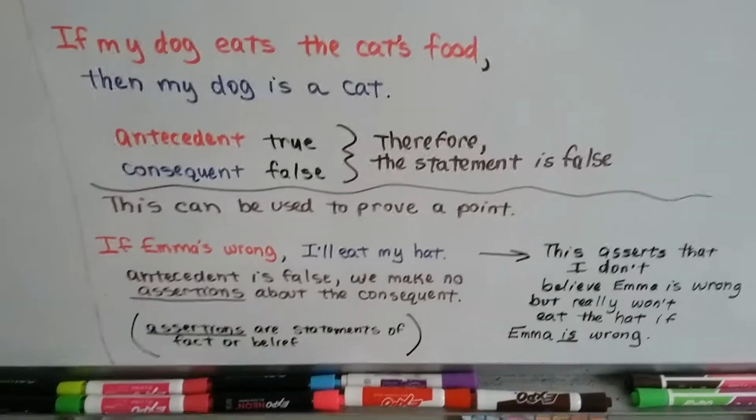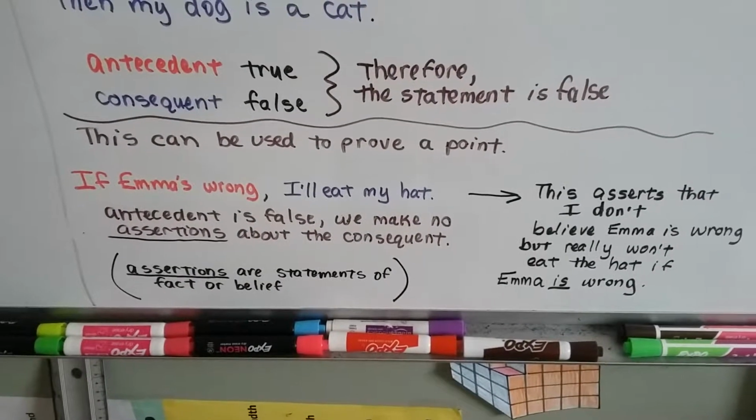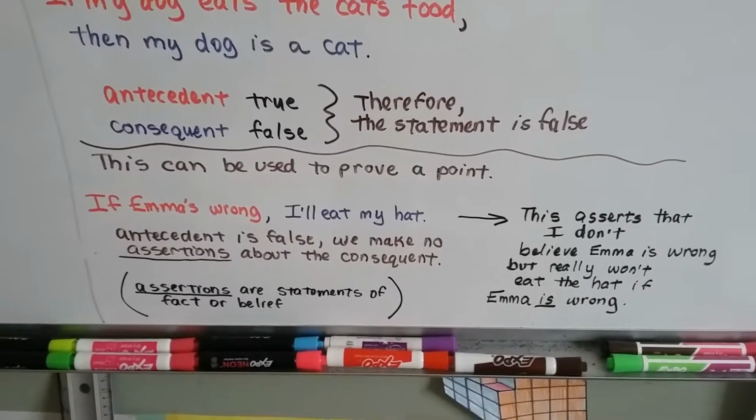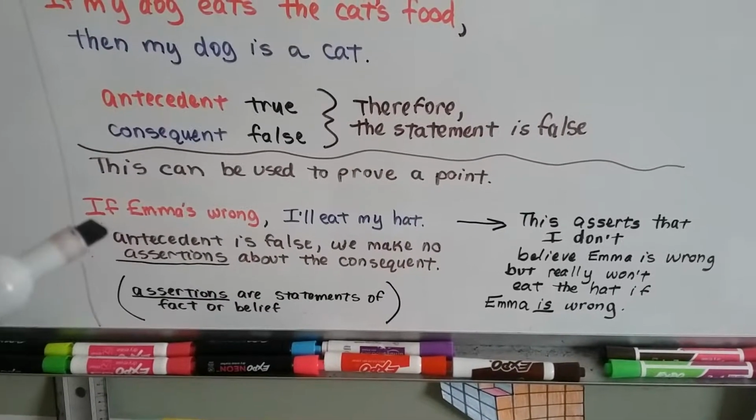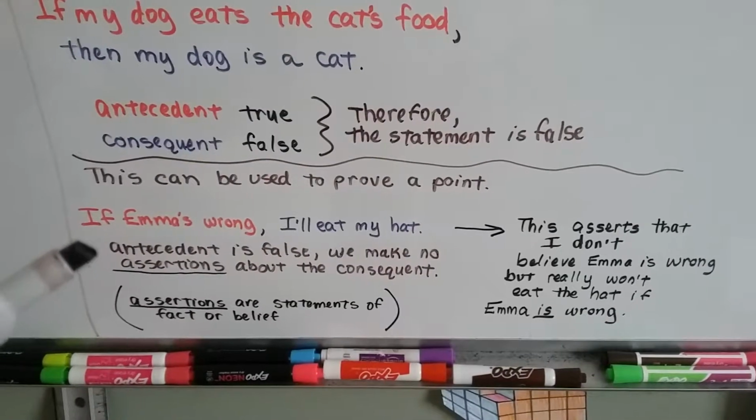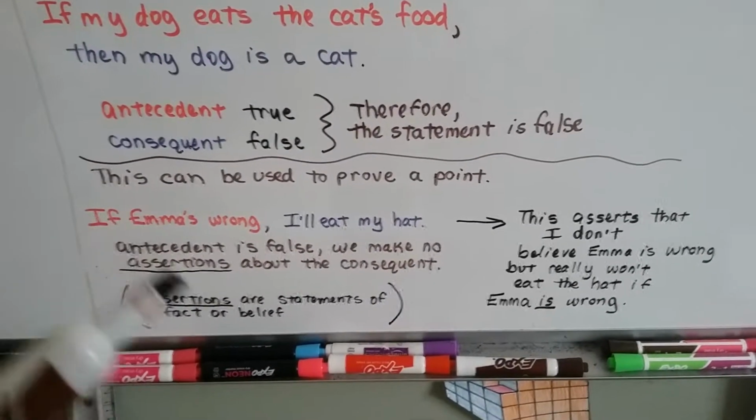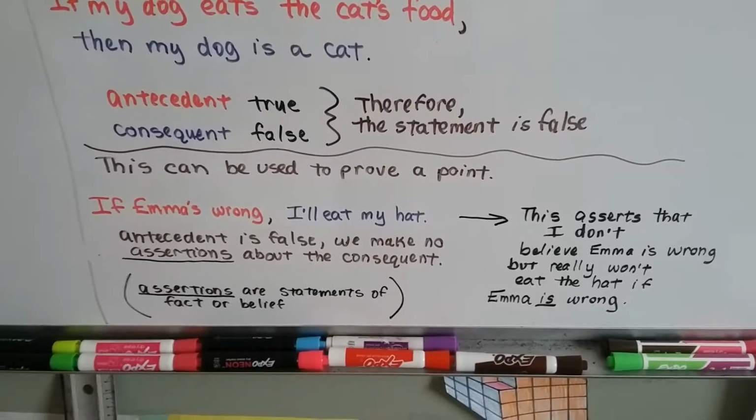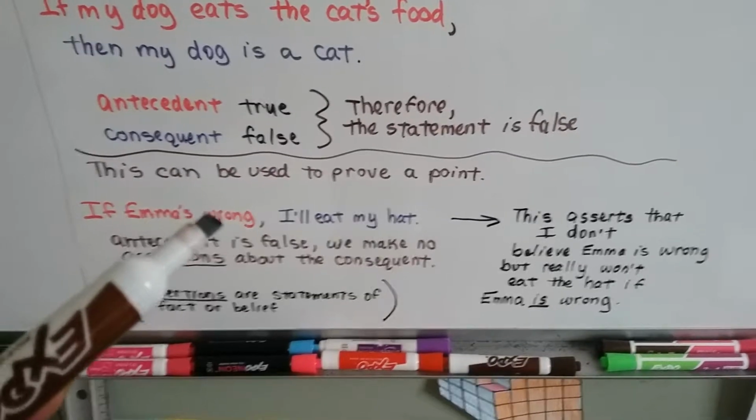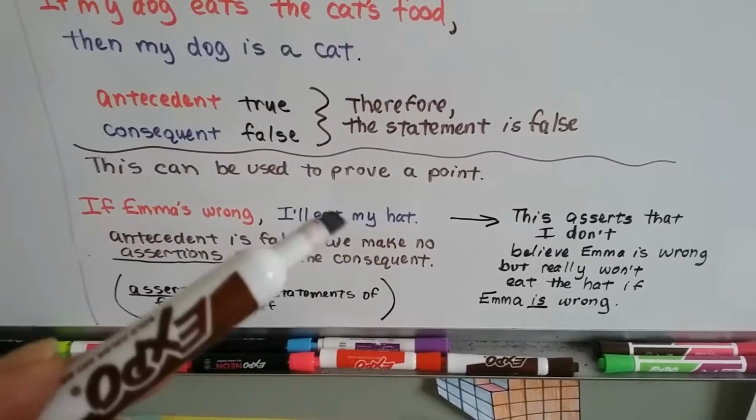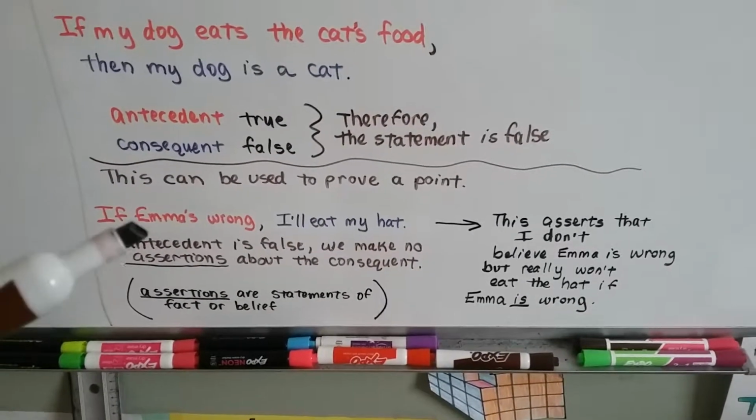See? It can also be used to prove a point. If Emma's wrong, I'll eat my hat. Or you might hear someone say, well, if he's wrong, I'm a monkey's uncle. The antecedent is false, we make no assertions about the consequent. So if the first part is wrong, we don't even think about the second part. And assertions are statements of fact or belief, okay? So if the first part is wrong, then we don't even make any statements about the facts of the second one, see? If Emma's wrong, I'll eat my hat.